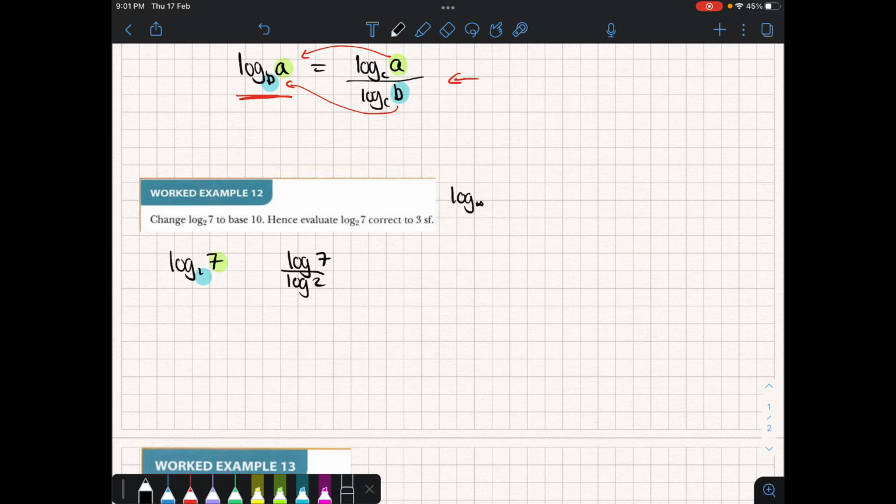And so what we could very quickly do is put into our calculators log 7 divided by log 2, and we'd end up with 2.807, etc., which we can round to 2.81, which is 3 significant figures. Okay, so essentially one of the reasons we needed to change the base a long time ago was because we didn't have this button where you could specify the base. And so we had to convert everything into base 10.